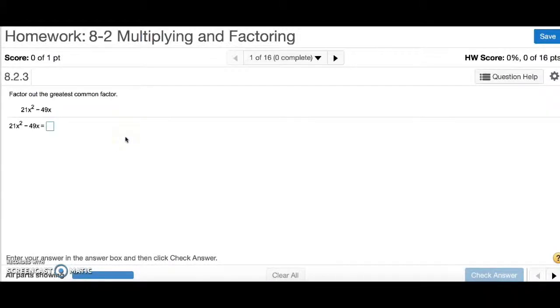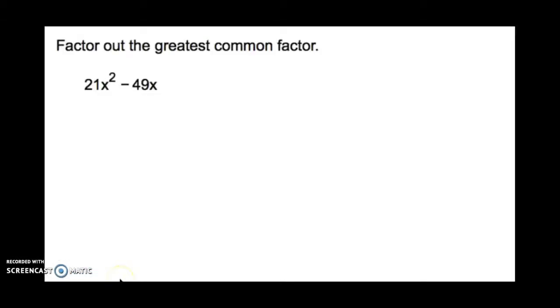8.2, multiplying and factoring. It is asking you to find out the greatest common factor. So let's take a closer look at that. The greatest common factor is the largest number that can be divided out of more than one number. So what we're looking for is the largest number that we can divide into both 21 and 49. That number will be 7.